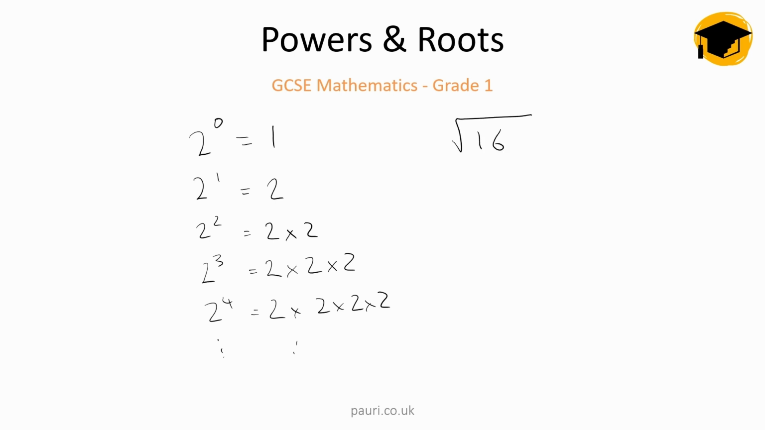So let's go through an example. A number times a number gives 16, that's 4. Number times a number gives 25, that's 5. Number times a number gives 36, that's 6. We can go smaller as well. So a number times a number gives 9, that's 3. So these are all square roots.